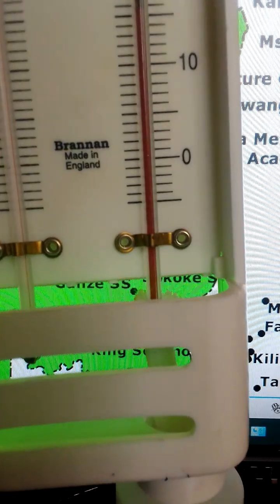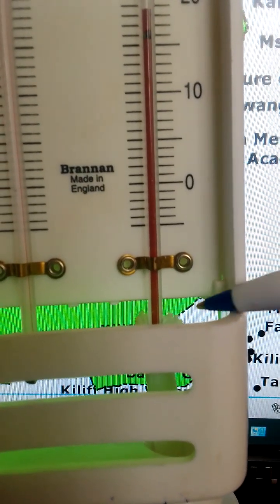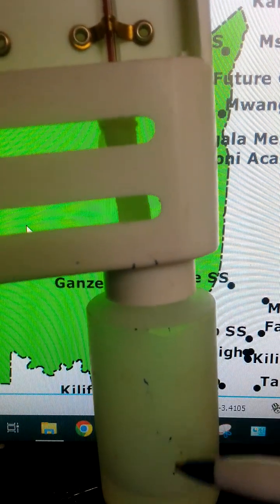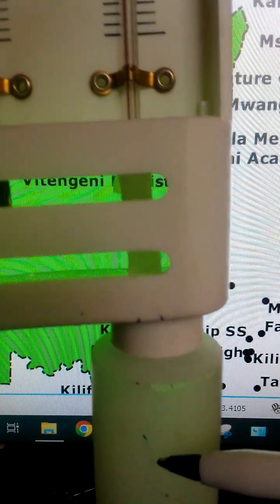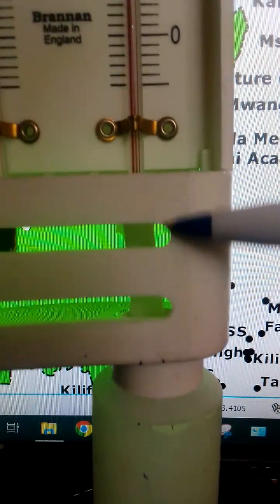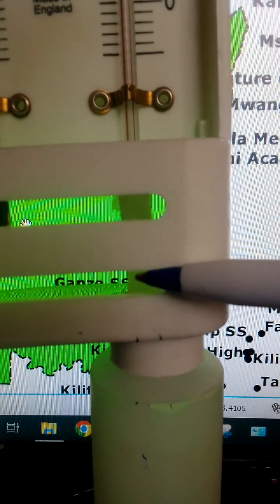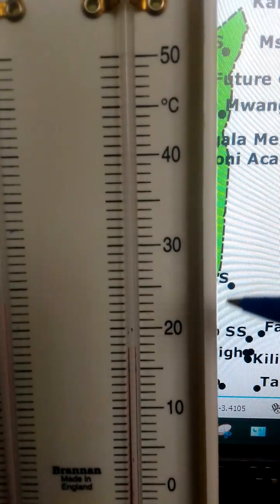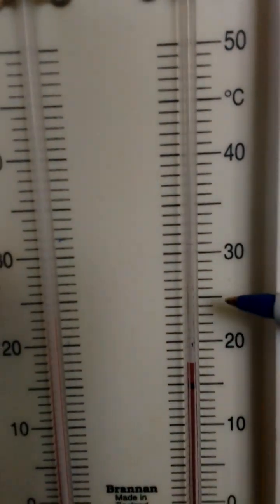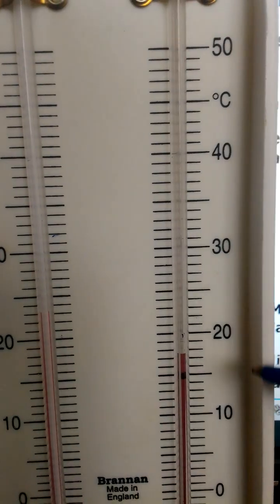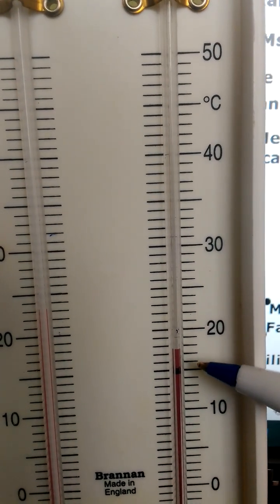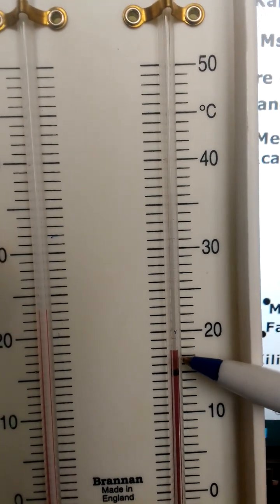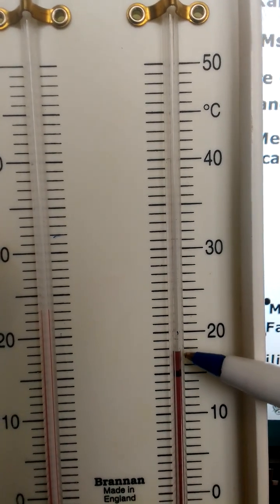At the wet bulb, we have a muslin cloth wrapped around the wet bulb with a wick that is immersed in distilled water in this container. This is a reservoir. So the water rises by capillarity along the wick and evaporates. That evaporation that takes place around the wet bulb causes cooling, such that the temperature you record at the wet bulb is usually lower than what you record at the dry bulb. Like in this case, the wet bulb temperature reading is around 18 degrees Celsius, between 17 and 18 degrees Celsius.